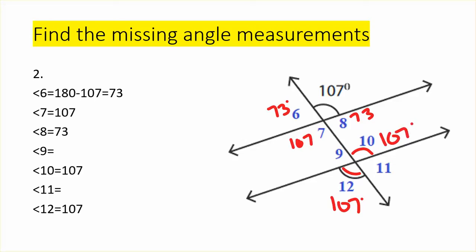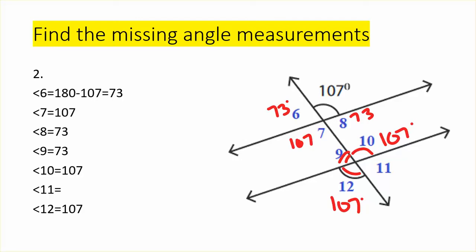I'm still missing angle 9. Again, a couple ways you could think about it. I know that angle 9 and angle 12 have to add together to equal 180. Or I could realize that 8 and 9 are alternate interior angles. So 8 and 9 would be equal. So angle 9 is 73 as well.